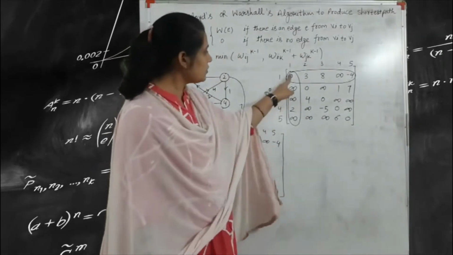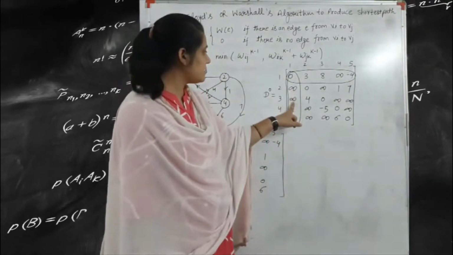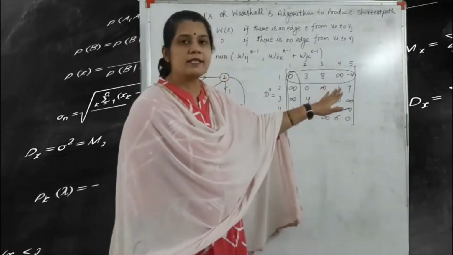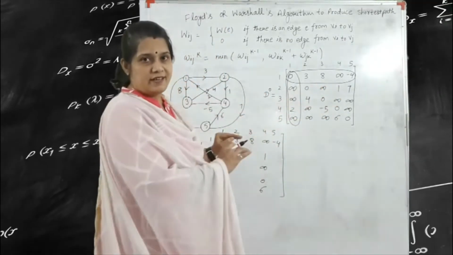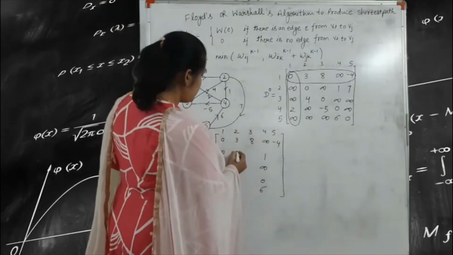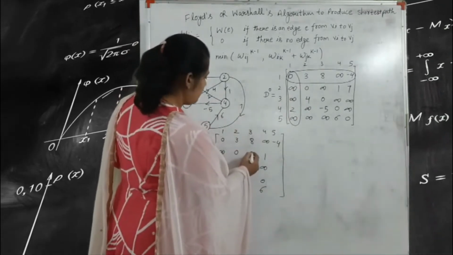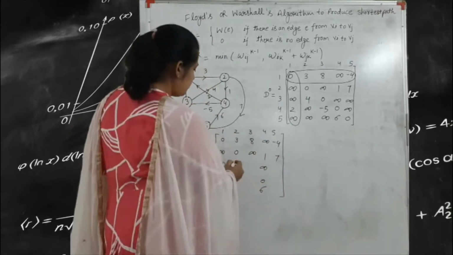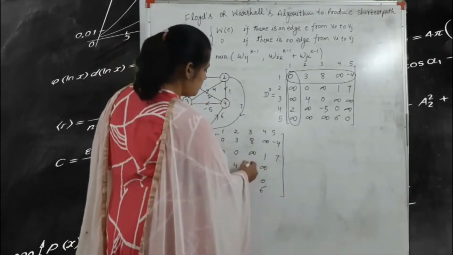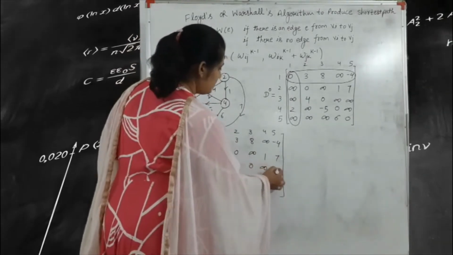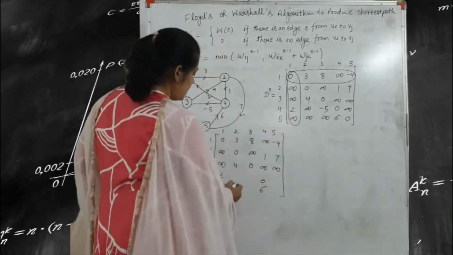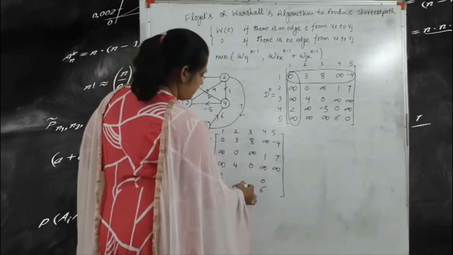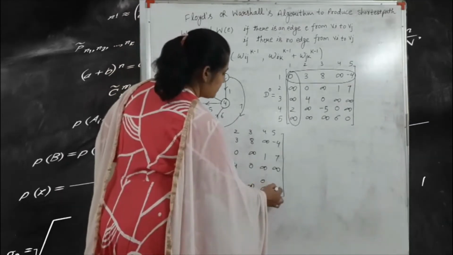According to this, this is infinite, this is infinite, and this is infinite. So we copy all these three rows here. Infinite 0, infinite 1, 7. Next one is again infinite, so infinite 4, 0, infinite, infinite, and the last one is infinite, infinite. Three times we write infinite and 0.